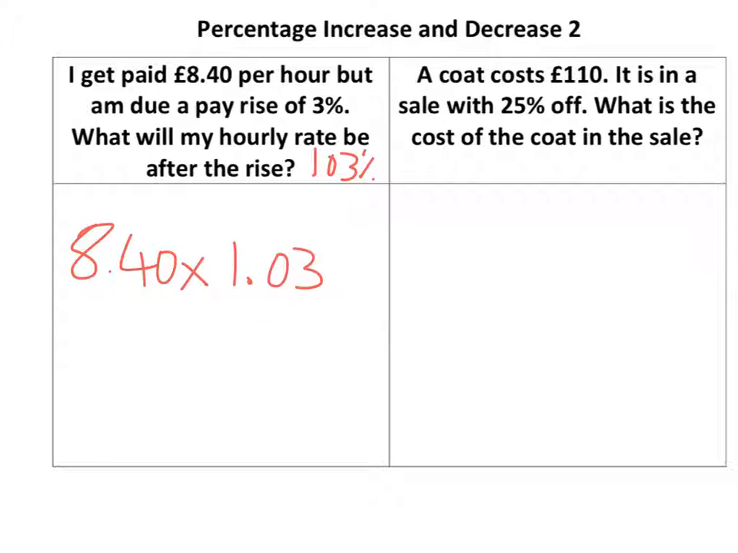Now, I don't know what that is off the top of my head, so let's have a look. £8.40 times 1.03 gives me 8.652. Now, I'm working with money, so £8.65 is what it would round to.